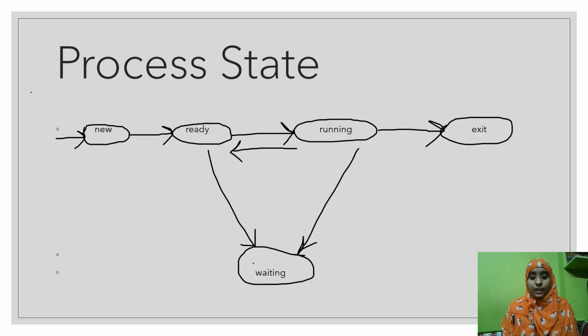The change in state: this is the new state, this is the ready state, this is the running state, and exit state, and waiting state. New state, the process is ready to be executed. Ready state, the process is executed. Running state, the process is executing. If it is in wait state, it waits until the event occurs. After completion of the event, it moves to the ready state and continues the process and exits.